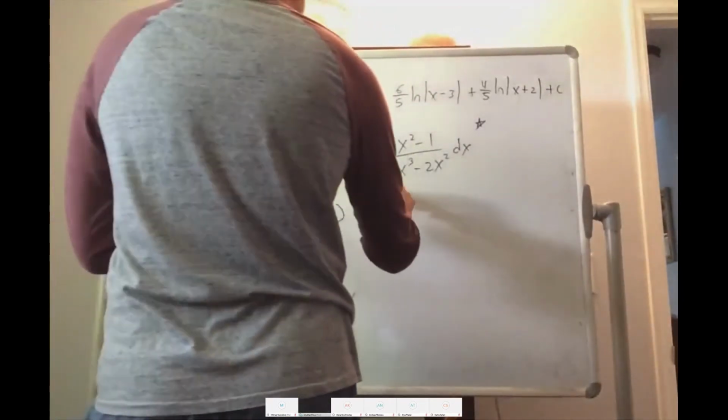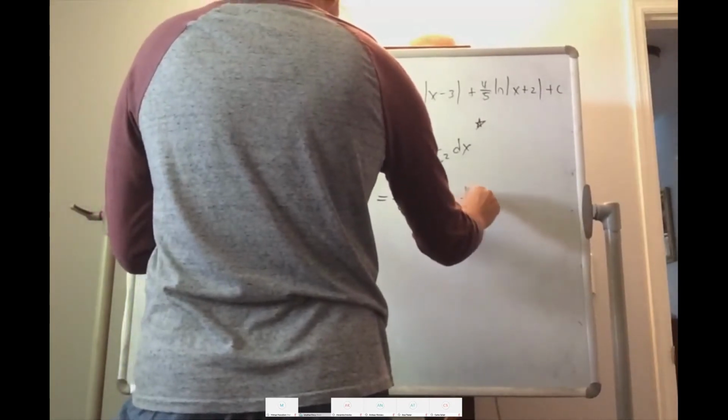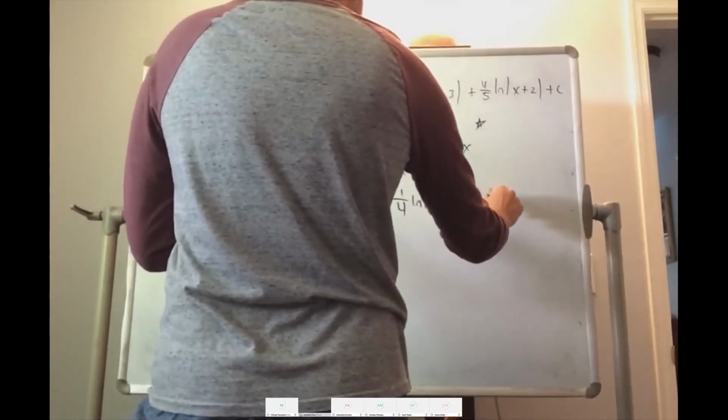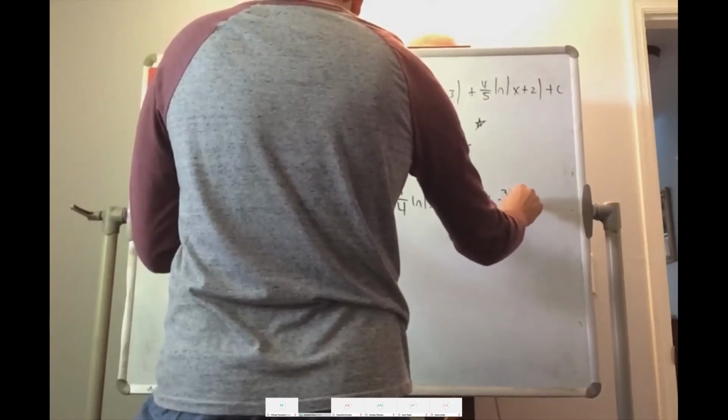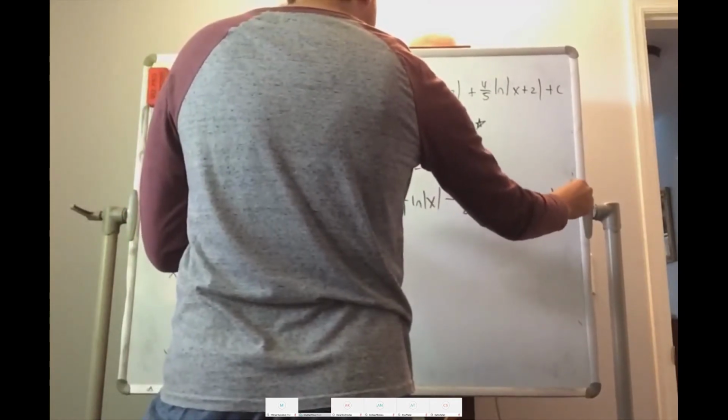Should you be getting this? 1/4 log x minus 1 over 2x plus 3/4 log x minus 2 plus c.